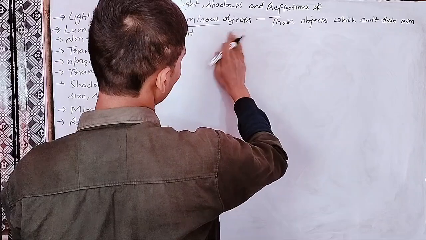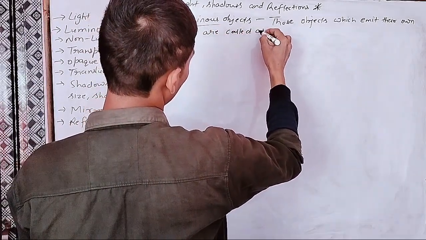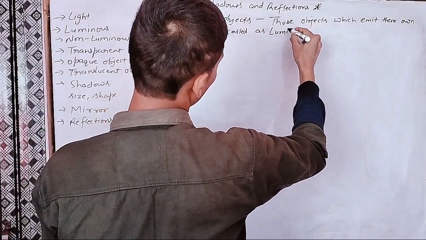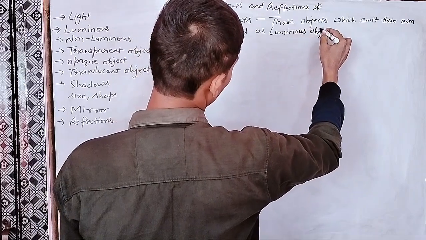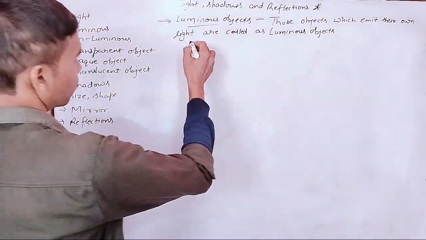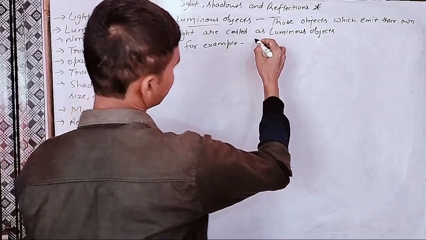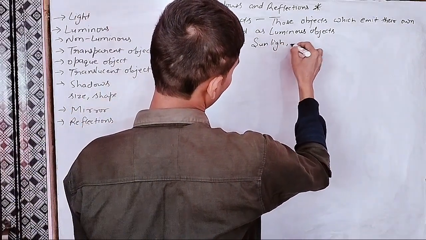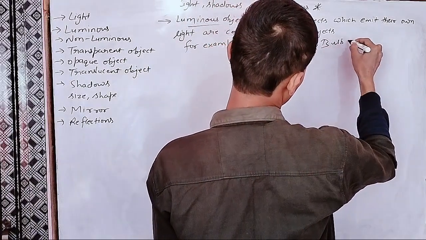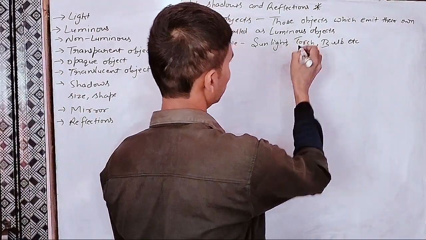Are called as luminous objects. Clear? For example, sunlight, torch, bulb, etc. These are examples of luminous objects.